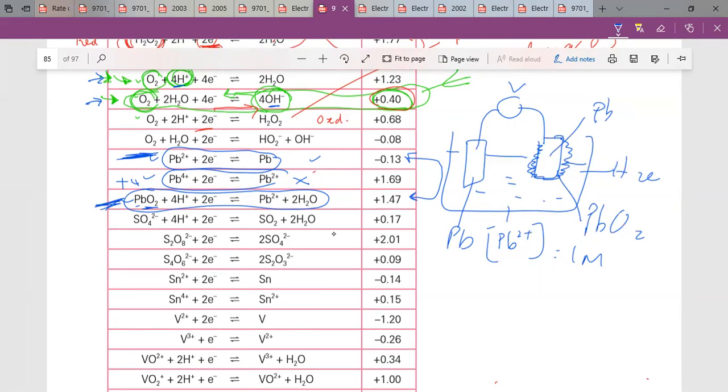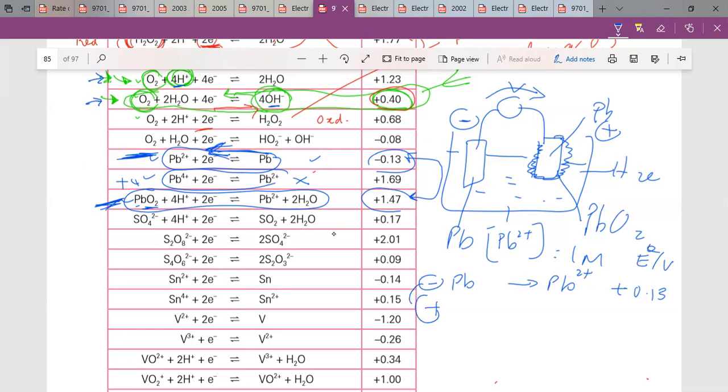So who is negative, who is positive? This is negative, this is positive. So lead here is negative, this is positive. So electrons will travel from here to here. So what's the direction? The negative pole will be Pb going to Pb2+, going this way, which will be plus 0.13 E volt. But now the positive end going from here to here, right? That means electrons with this one here.